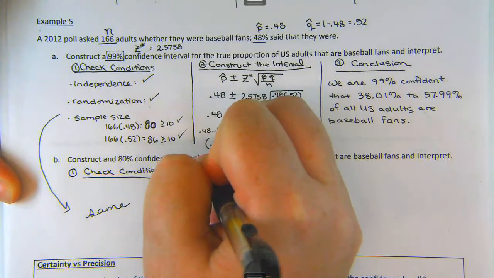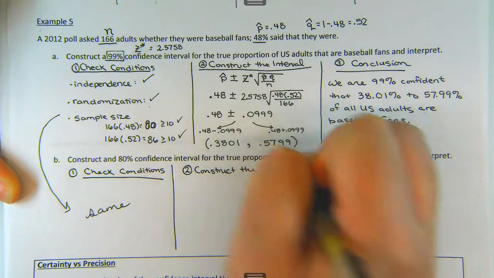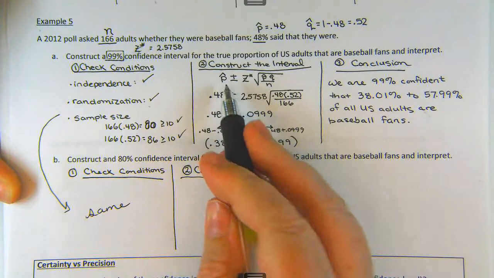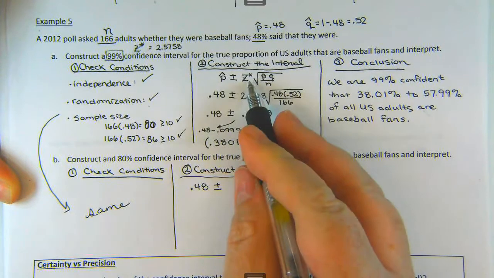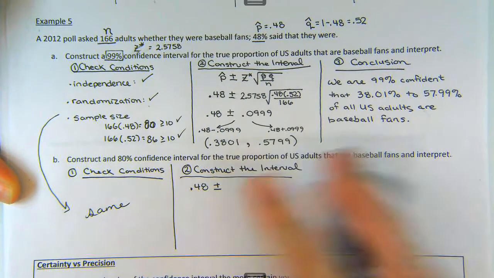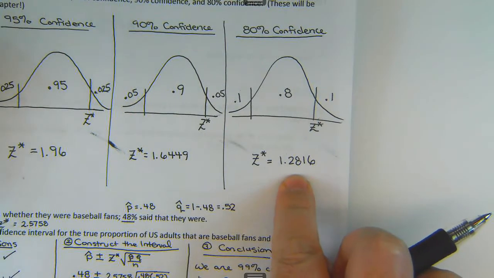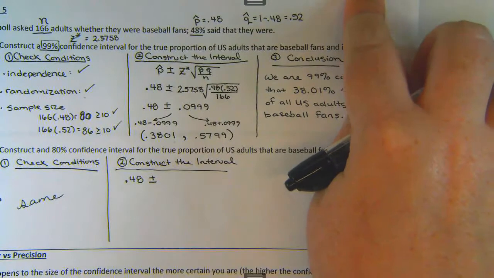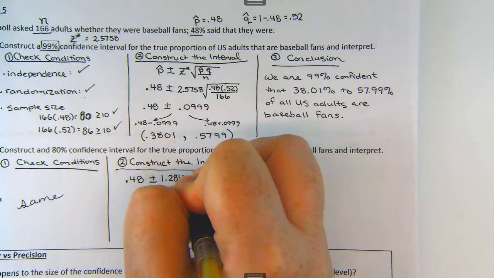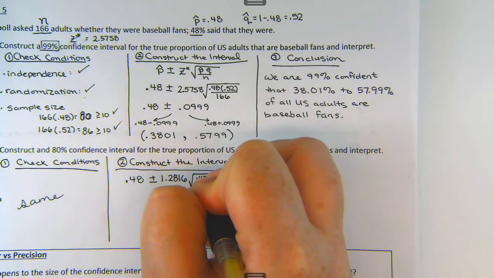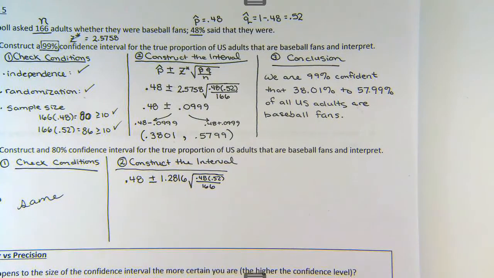Then let's construct the interval, and this is going to change a little bit. So our sample proportion is still 0.48. We still have plus or minus, but what's going to change is z-star. When we have 80%, z-star should be 1.2816. So we should be plugging in 1.2816 right here to multiply with that standard error of 0.48 times 0.52 over 166, all underneath the square root.